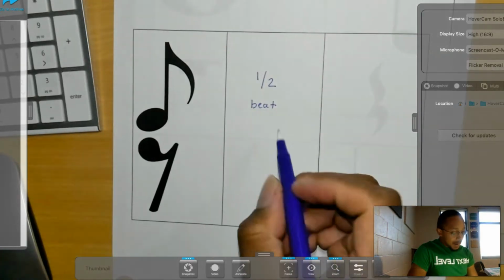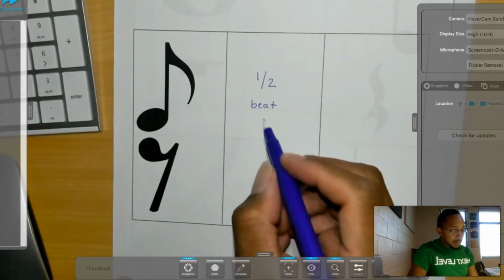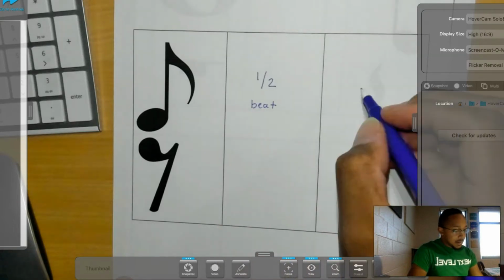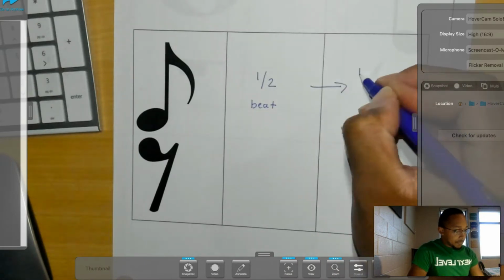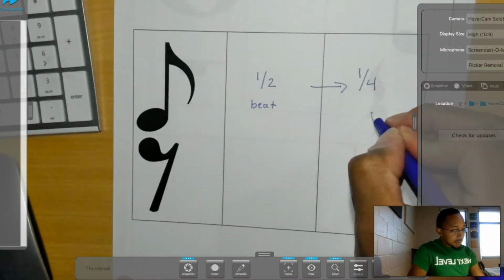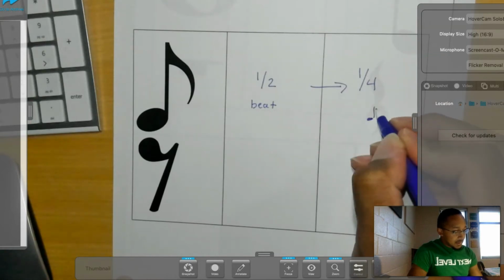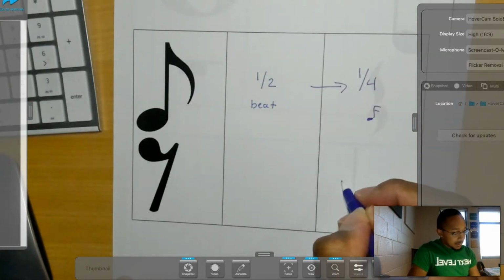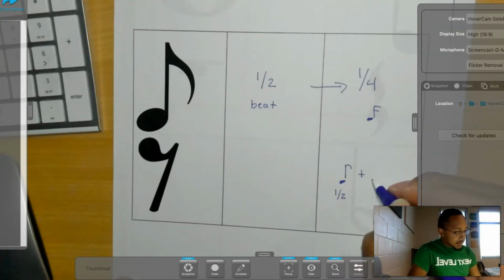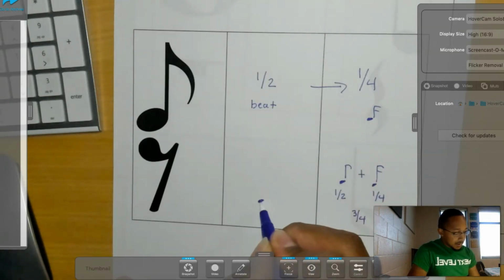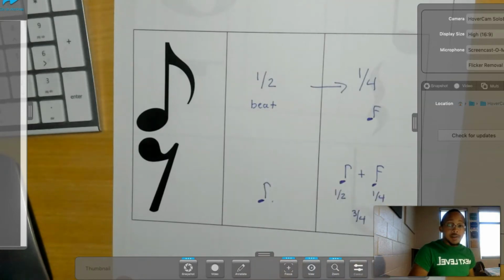And if we want to know half of the value of the eighth note, that is going to actually end up being 1/4 of a beat. So then 1/4 of the beat is going to be a 16th note. We take our 8th note, which is half a beat, plus the 16th note, which is 1/4 of a beat, and that's going to give us 3/4 of a beat, and that note is going to look like this. There's our dotted 8th note.